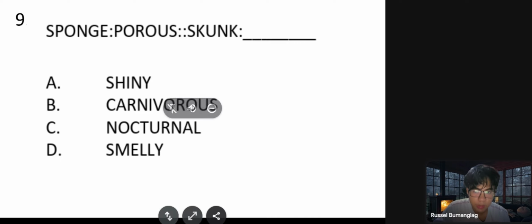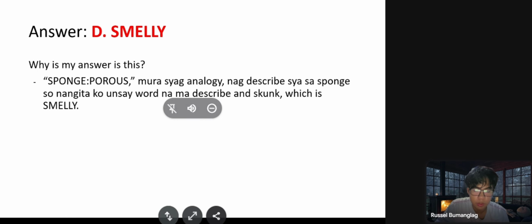For number 9, sponge is to porous and skunk is to what? A. Shiny, B. Carnivorous, C. Nocturnal, or D. Smelly. So my answer is D. Smelly. So ano kanimo ang answer? Sponge is to porous. Mura siyang analogy. Nag-describe siya sa sponge. So nangita ko unsay word na ma-describe ang skunk, which is smelly. The best option is smelly among the 4. So that's why I chose smelly, letter D.